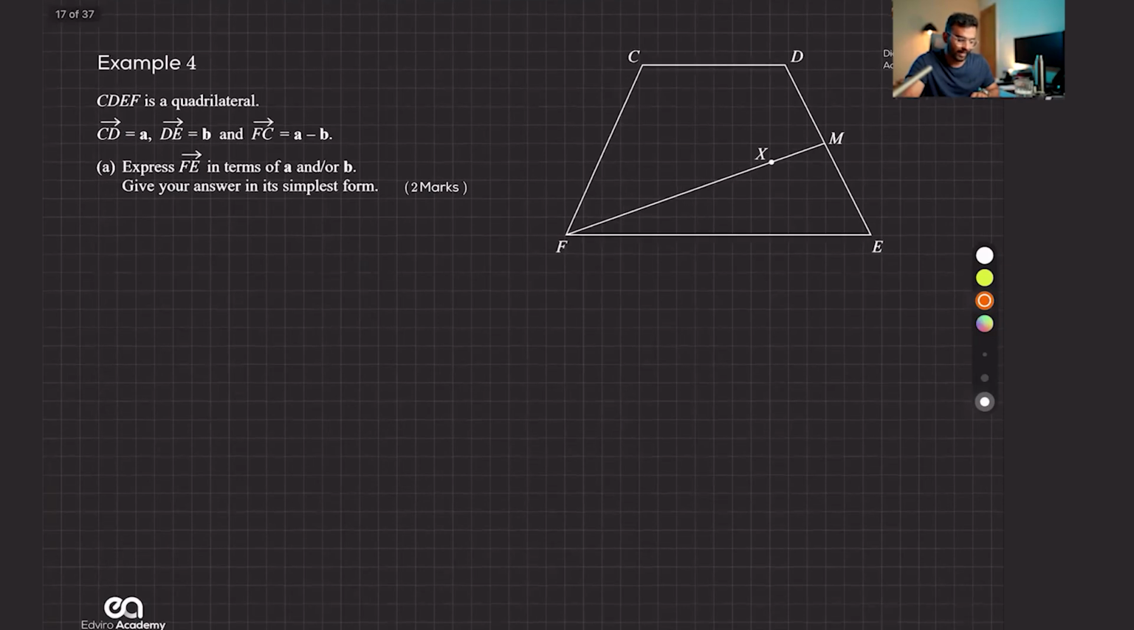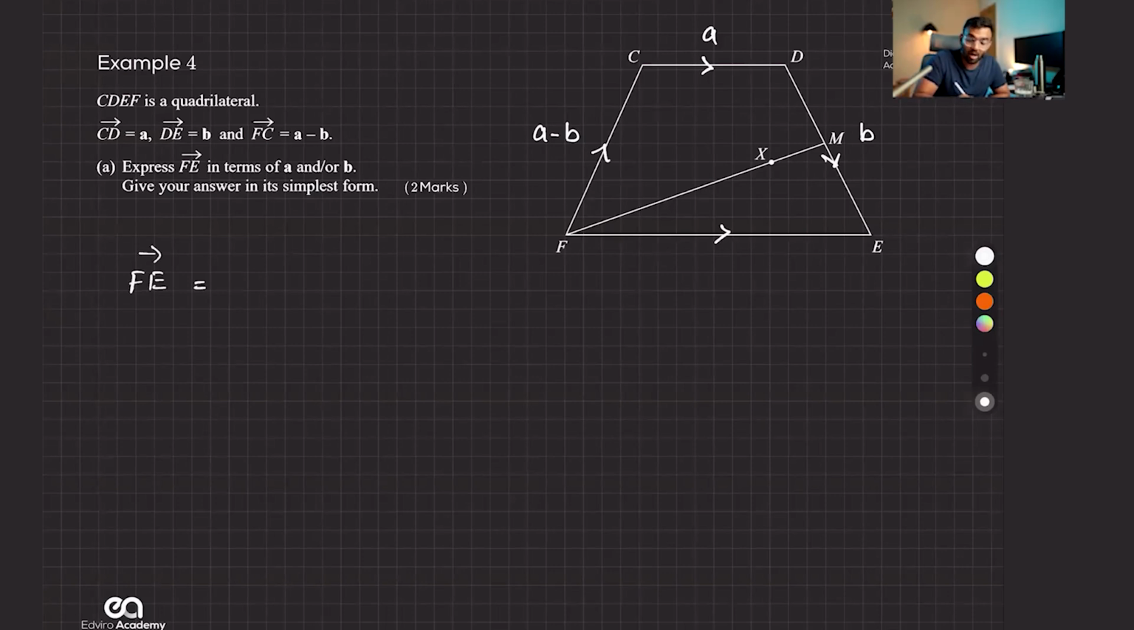Yes, have a quick look at this one, guys. This is quite a simple one. You've got to mark it on there. This is A. D to E is B. FC is A minus B. Express FE. That is super, not that bad.